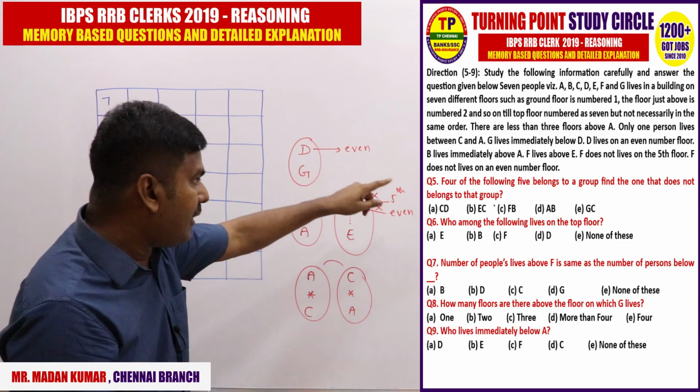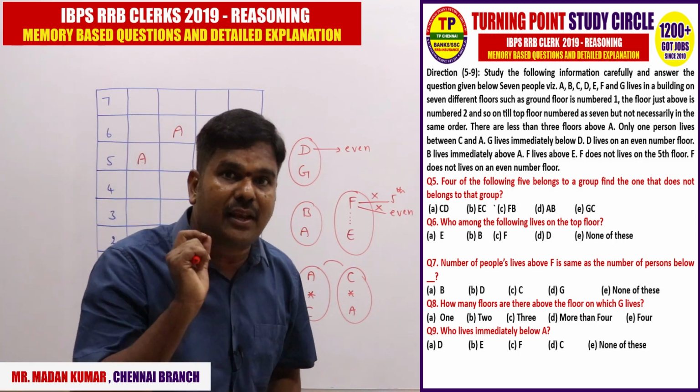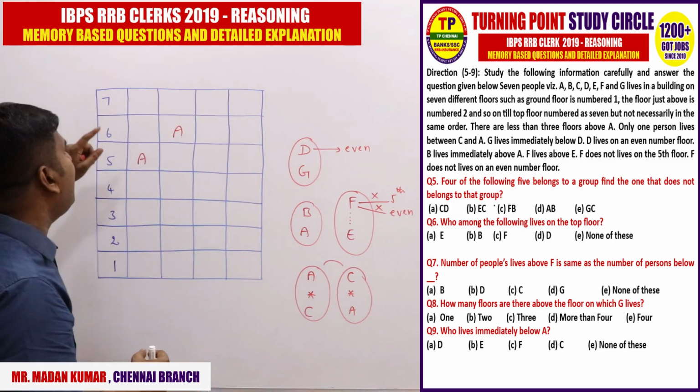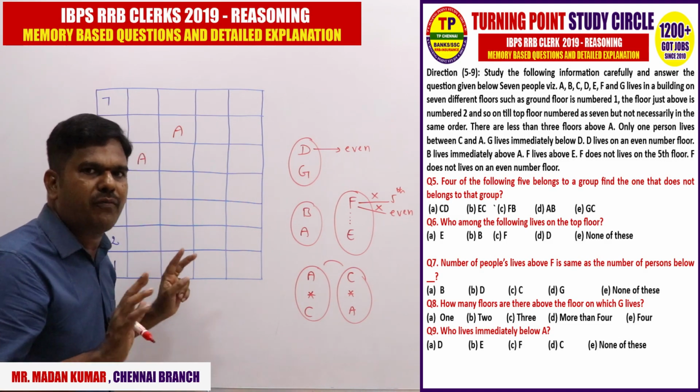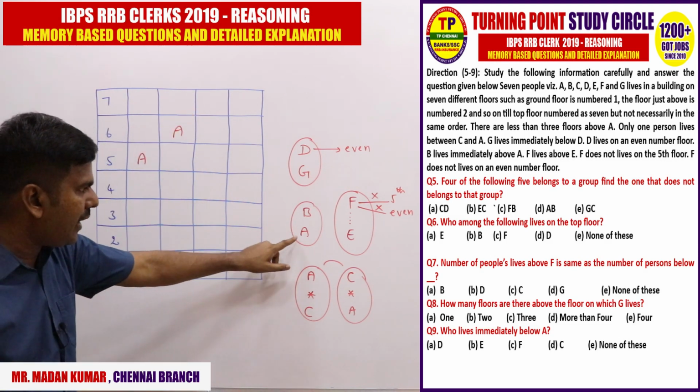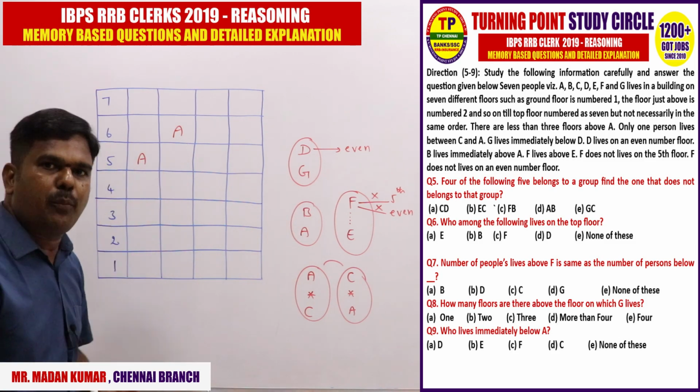Why? Because there are less than 3 floors above A. That is the reason. Less than 3 floors means either it can be 2 floors, or only 1 floor, or no floor. No floor is ruled out. Why? Because above A, B must be there. That is the reason we are left with only 2 possibilities.